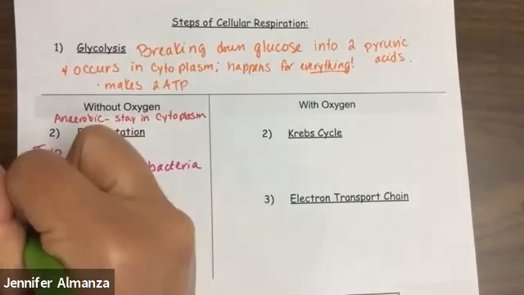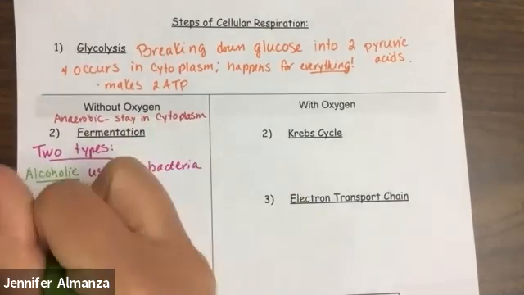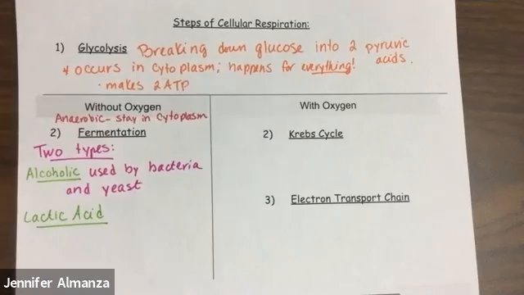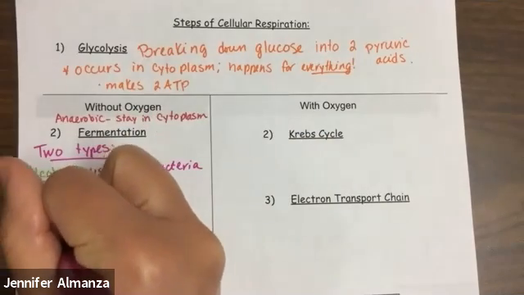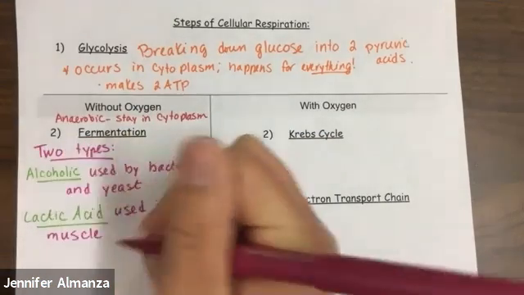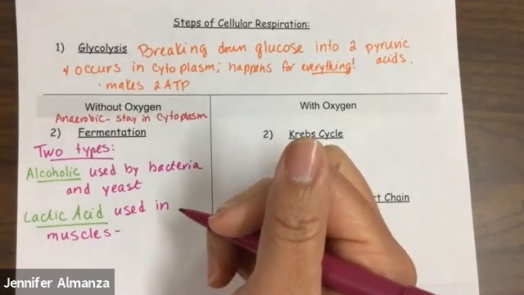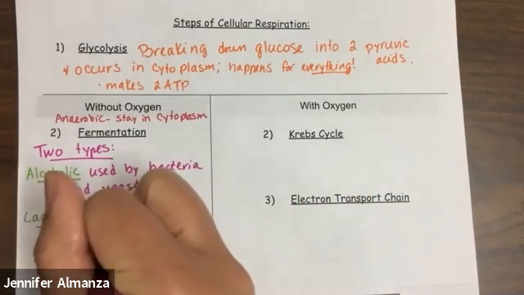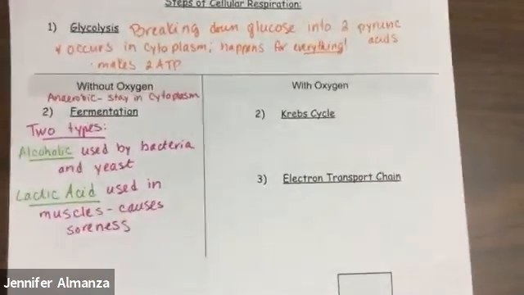So we also have one called lactic acid fermentation. Lactic acid fermentation actually occurs in our muscles. It's kind of like our last ditch resort if we've used all of our energy up and we don't have any ATP left. And so our muscles will go through lactic acid fermentation. This is actually what causes muscle soreness. After you've had a really hard workout and you're still sore like 3 days later, it's because you have lactic acid in your muscles.